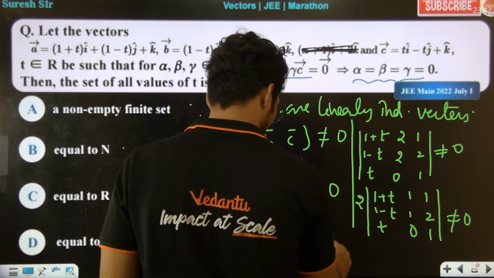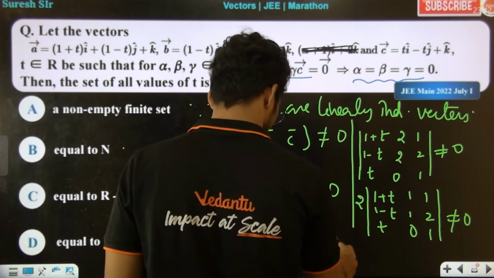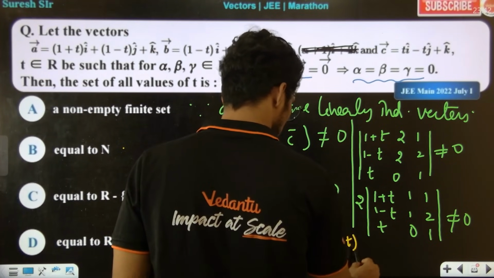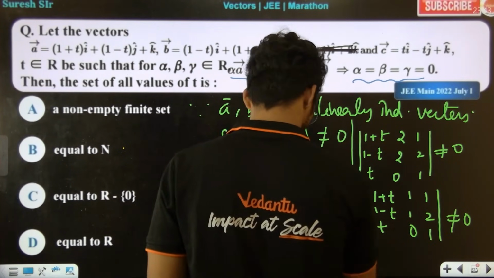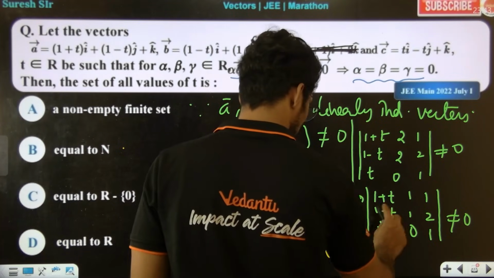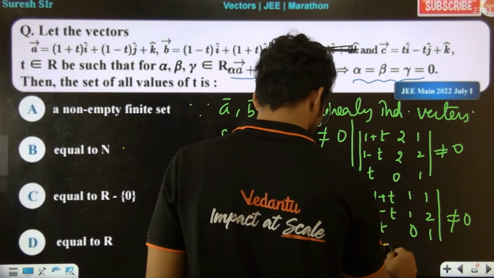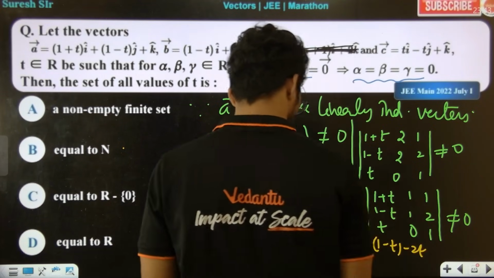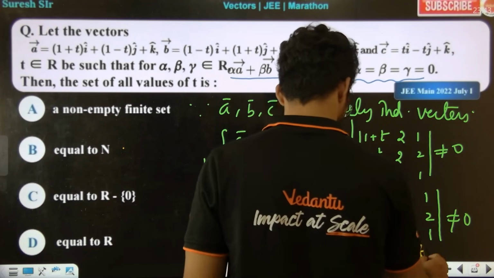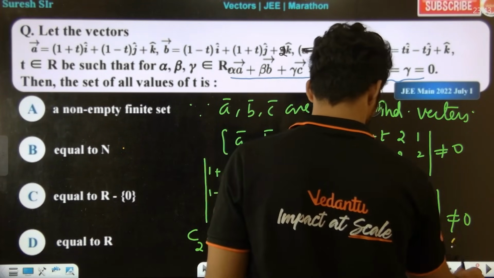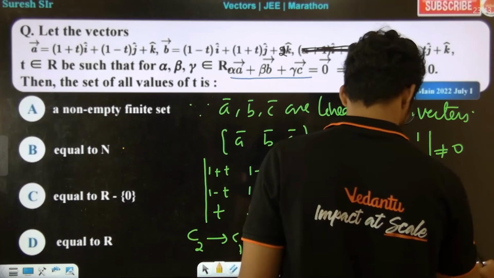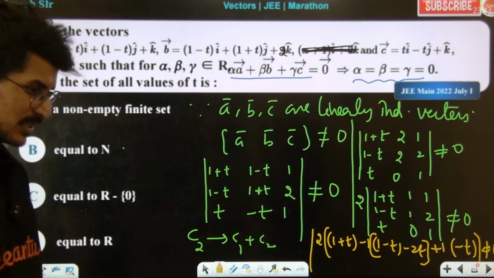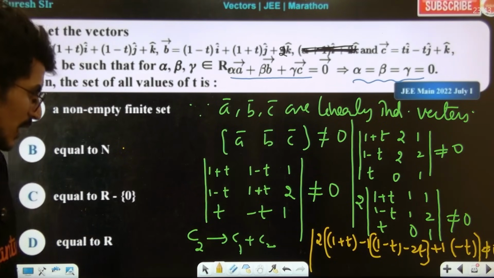Let me do here. 2 times of 1 plus t into 1 minus 0. So minus 1 into 1 plus 1 minus t minus 2t. Okay, plus 1 into minus t. This is not equal to 0. Can you all see this? Yes or no? Yes, sir. Now here you tell me, sir.